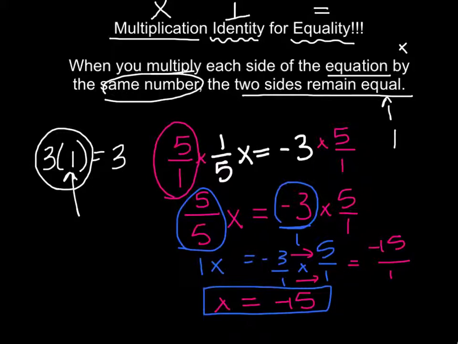If we want to, we can even check our work. I'm going to put this information back into our original equation. 1/5 times negative 15 is equal to negative 3. 1/5 times negative 15, or 1 times negative 15 gets us negative 15, and we're going to divide it by 5, so negative 15 divided by 5 is negative 3. So we totally have that one.